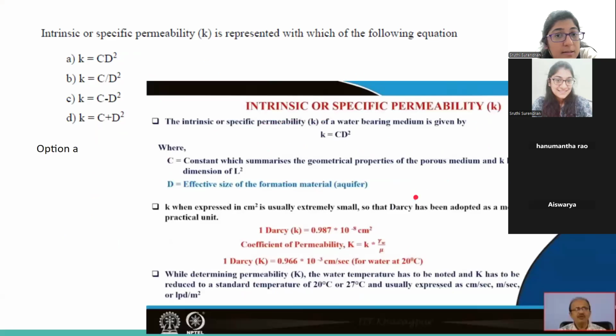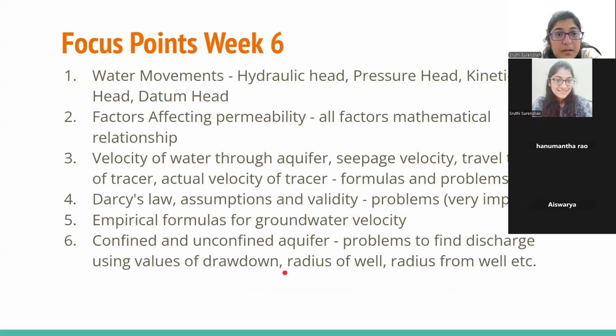This is based on intrinsic or specific permeability, the formula for it, and the units also. Darcy is the unit for permeability. So how is the unit conversion done? It will be good if you keep this in mind. So here, water movement: what is hydraulic head, pressure head, kinetic head, datum head, the factors affecting permeability, actual velocity, seepage velocity, travel time of tracer, actual velocity of tracer, the formulas and problems. This portion is where problems can come.